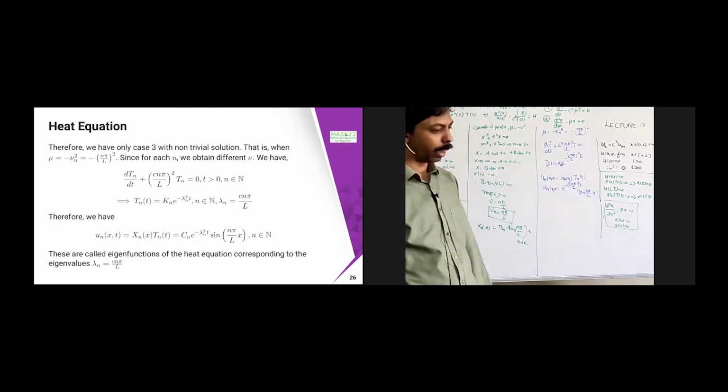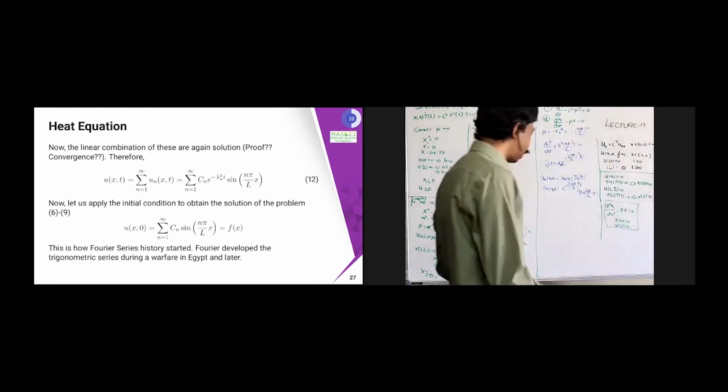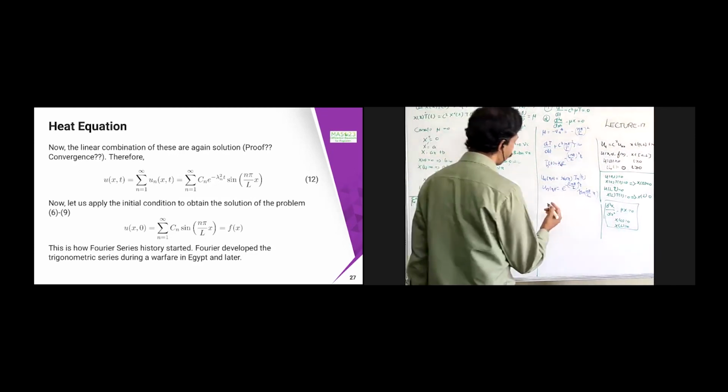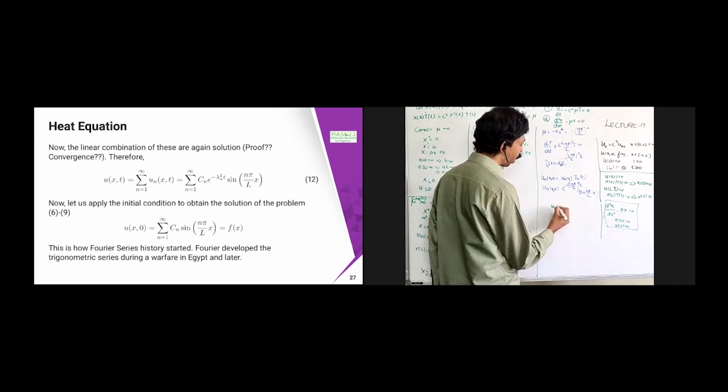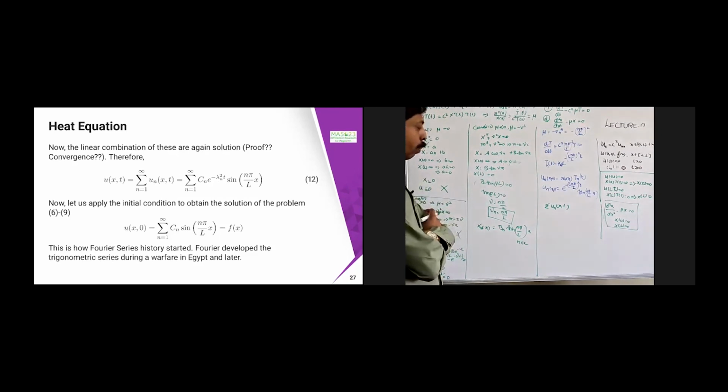So this is called the eigenfunction. Now, u_n(x,t) is a solution. Therefore, if I sum it up, the summation of u_n(x,t) is also going to be a solution, because I'm just taking a linear combination. If I take the linear combination of them, that is also going to be a solution.